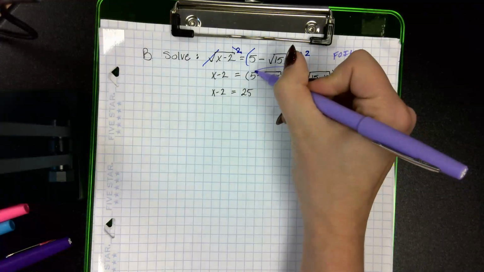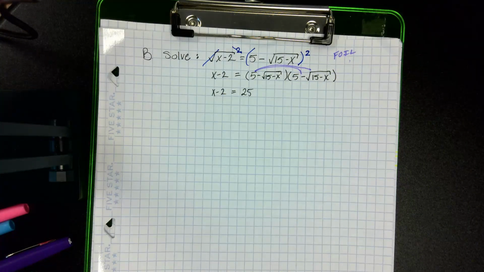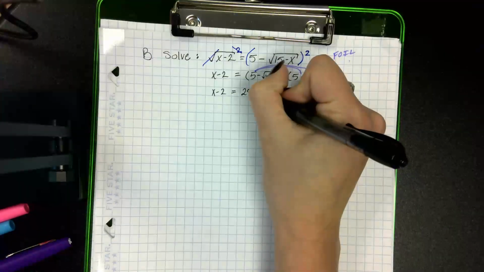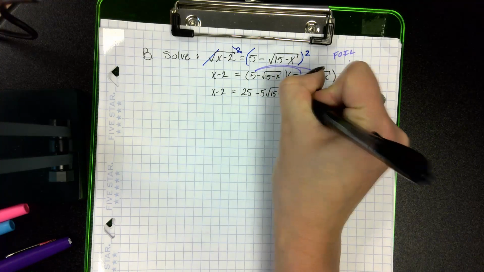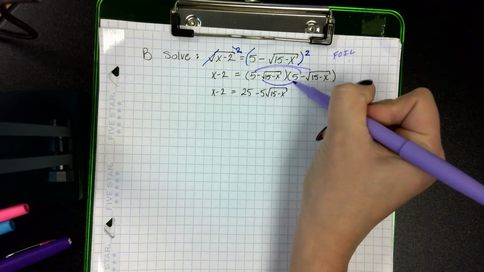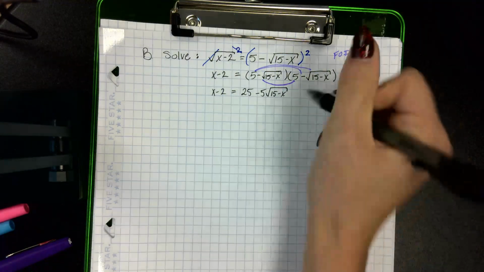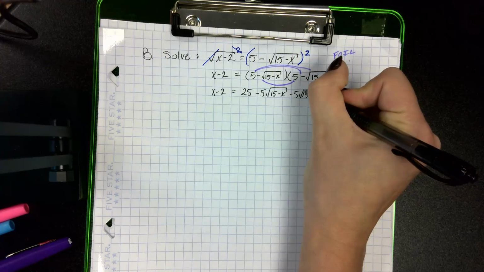And then outside is 5 times negative square root of that stuff. We don't really care what's inside the radical because it's blocked off, protected inside the radical. We're not messing with it. So 5 times the negative is negative 5. So negative 5 square root of 15 minus x. And then the inside is negative radical times 5. Again, that's negative 5 square root of 15 minus x.